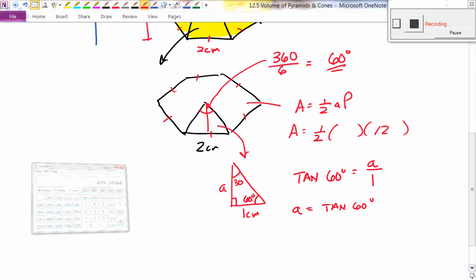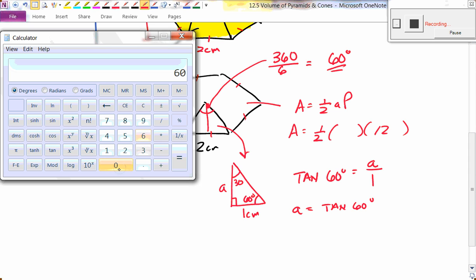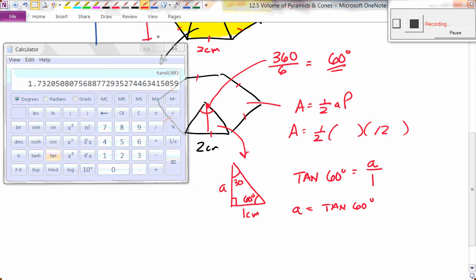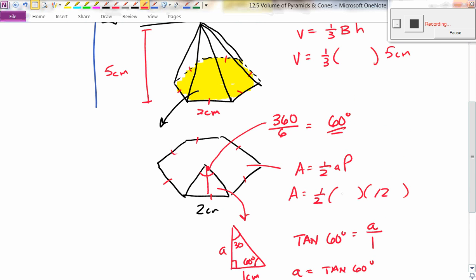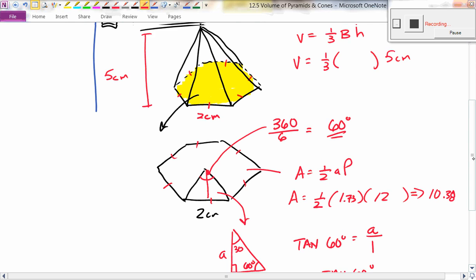Now, we all have calculators, so we can ask the calculator, okay, 60 degrees, give me the tangent, and it is 1.73. So now I know my apothem is 1.73. I take that information and put it right here into the formula. So that's going to give me a total area of, who can help me out? Please tell me what the area of the base is. 1.73 times 12 divided by 2. 10.38? Yeah. 10.38.